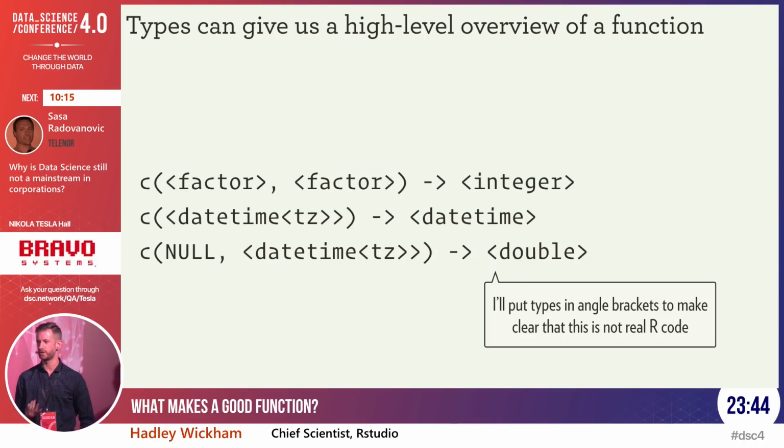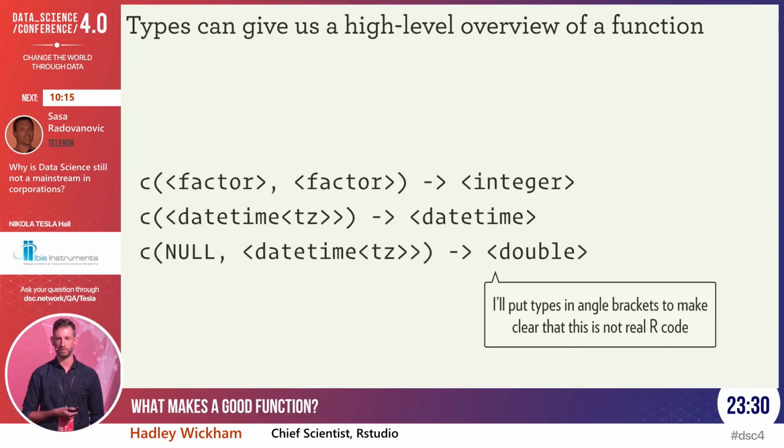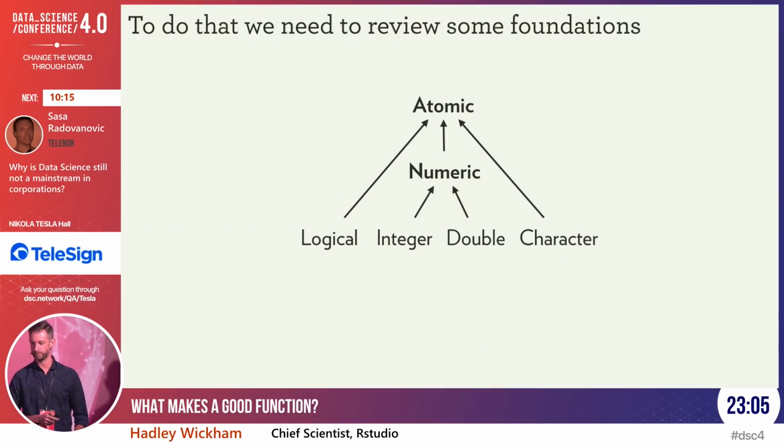So I can summarize those surprising results that we just saw. If you concatenate a factor with another factor, you're going to get an integer, which is surprising. Or if you concatenate a time zone and a date time, you lose the time zone of that date time. Or if you combine a NULL and a date time, you get a double. These are all a little bit surprising, and I think by and large it's bad for a function to be surprising. You don't want to be surprised when you're calling a function, particularly one as low level as c, or combine.